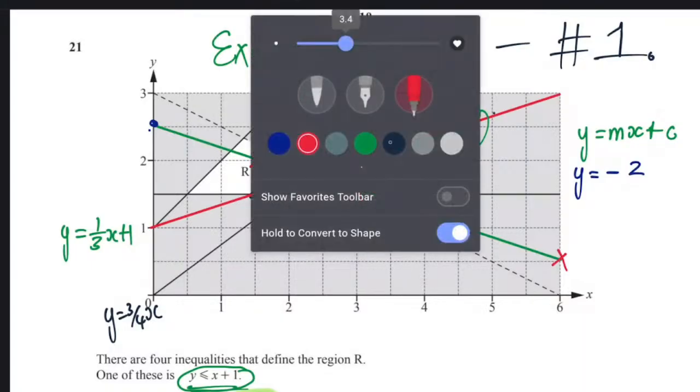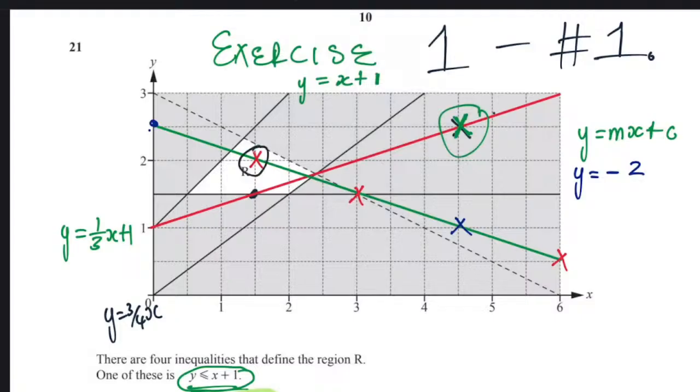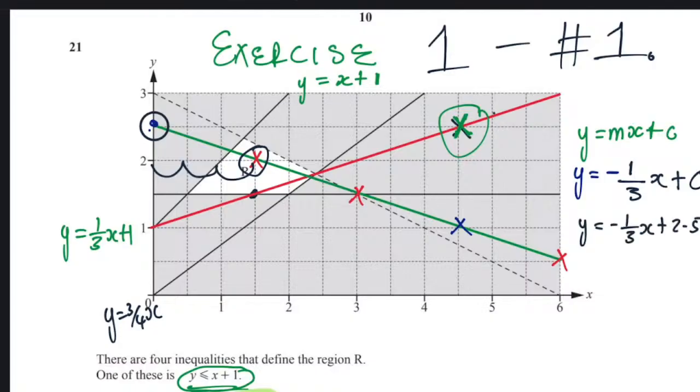You just count. This one is easy because you don't have to reduce to lowest terms. How many steps did you move in the y? 1. So you'd say y is negative 1 over. How many steps did you move in the x? 1, 2, 3. Negative 1 over 3x plus c. Then what is your c? Your c is where the graph cuts the y-axis, so y is negative 1 over 3x plus 2.5.